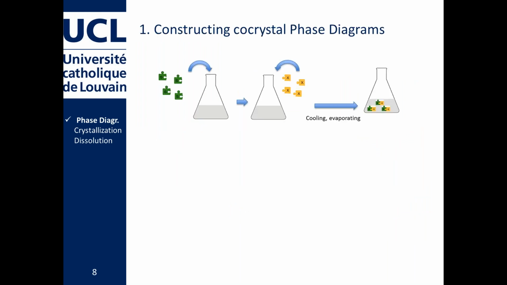If you construct a co-crystal phase diagram, what you actually do when you look at a co-crystallization process is that you take one component, a second component, you add it to solution, and then you apply a normal crystallization process. So you would say, okay, I'm going to cool it or evaporate solvent, and I hope at the end that I get out my co-crystal.